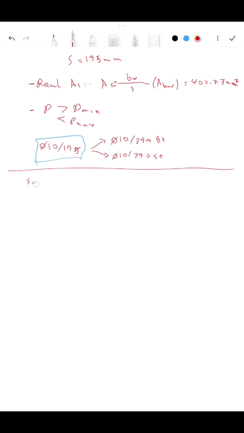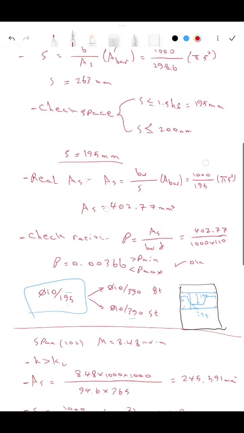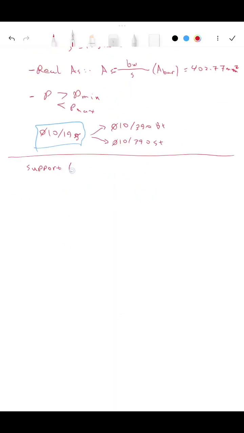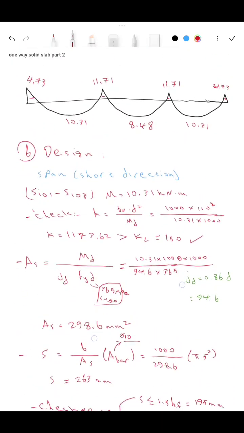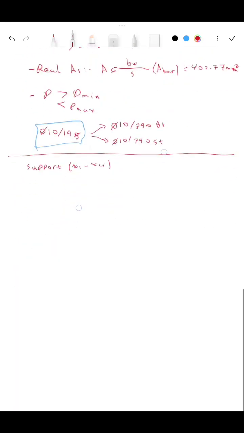So first of all, we have support x1 and x4. We will calculate x1 and x4, which is 4.73 and 4.73. So the moment is 4.73 kilonewton times meter for both of them. So K will be bigger than KL in all cases. It won't be less. And then we will calculate the area of steel.